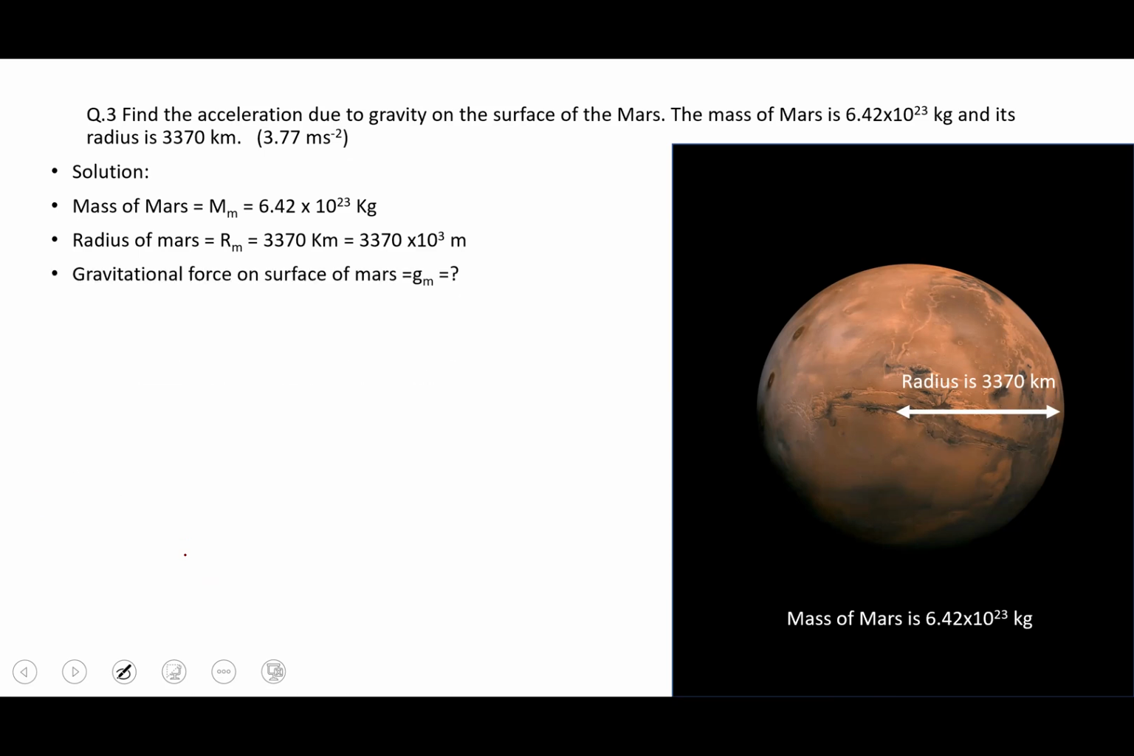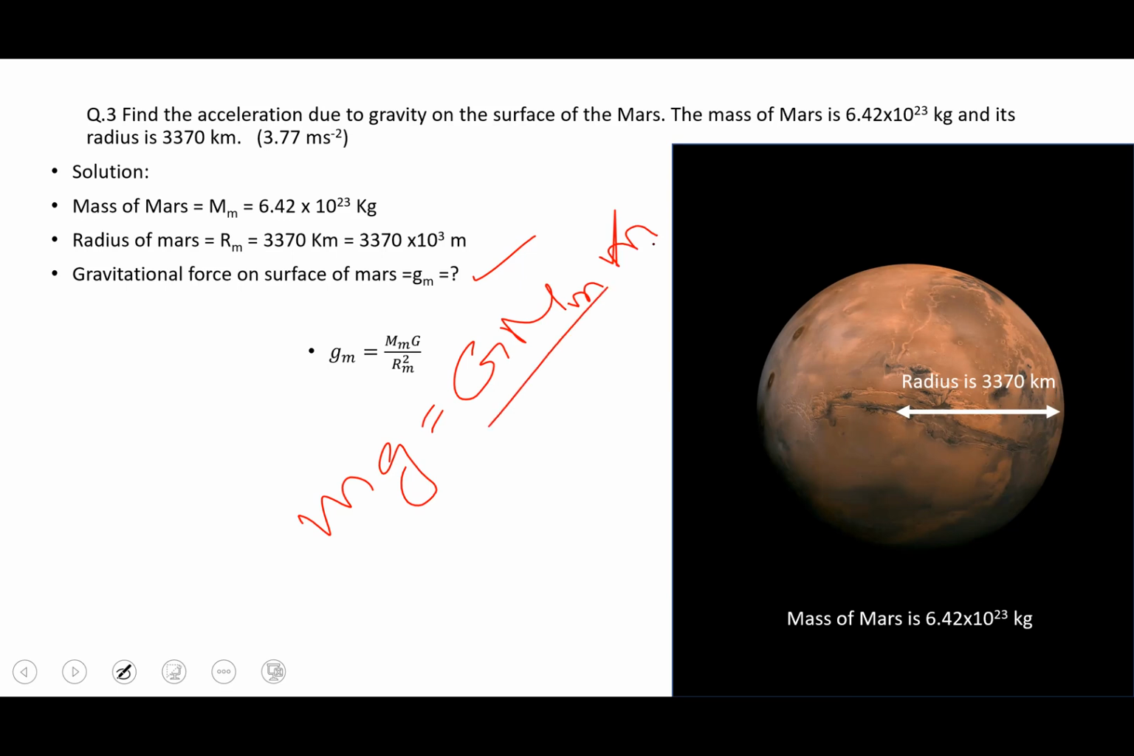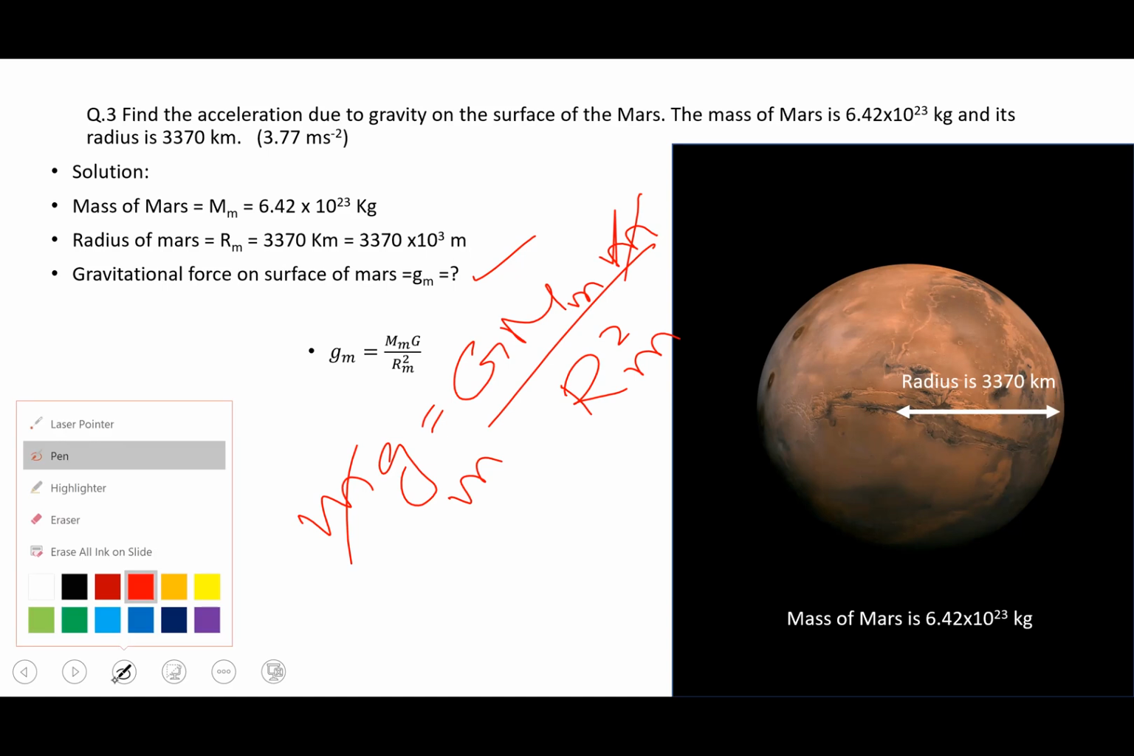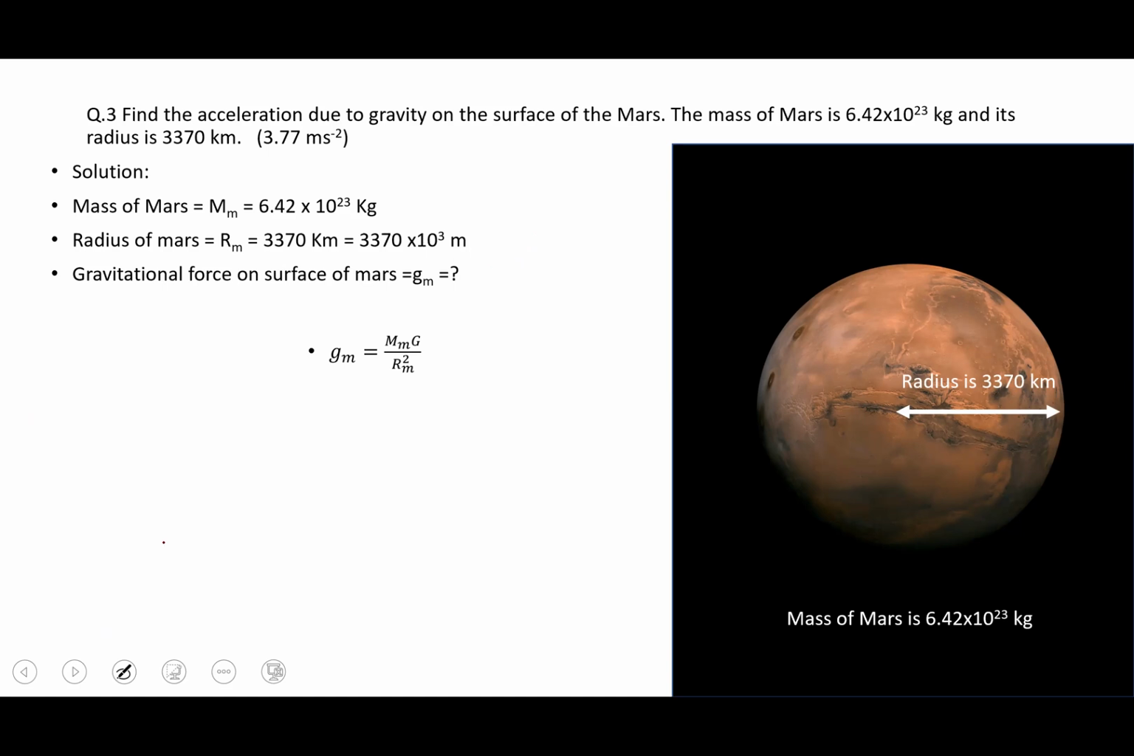Now, in this case, we'll say the gravitational acceleration on the surface of Mars is g_m. We have to find that value. For that, we have a formula: g_m is equal to M, the mass of Mars, times G, the gravitational constant, divided by r². From where did we get it? The gravitational force is G times M, the mass of Mars, times m, the mass of that object, divided by the distance between the object and Mars, which is very little, so we say that it is the radius of Mars. So this m and this m basically cancel out. What is left behind is the gravitational acceleration of Mars. From that derivation, we found the value.